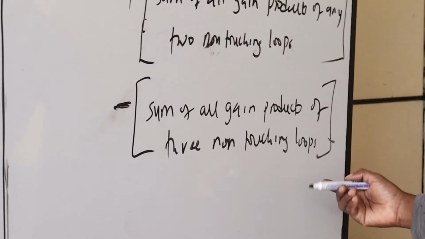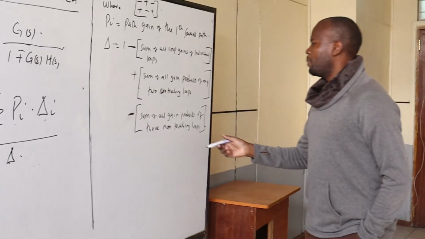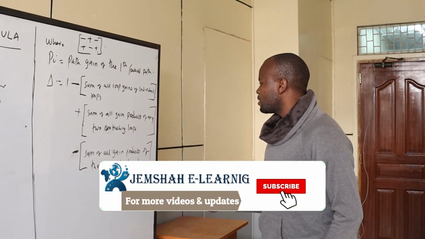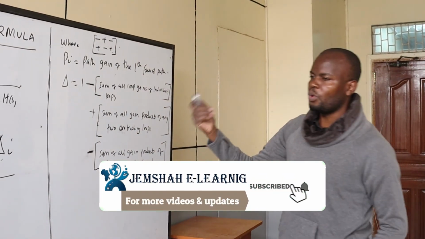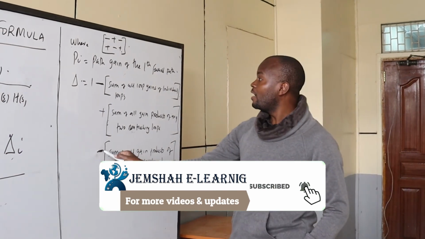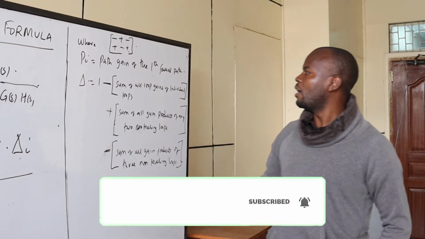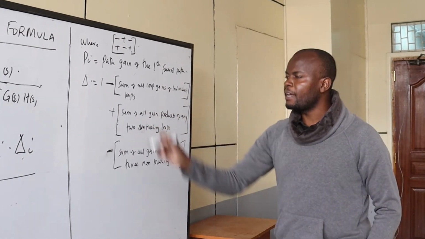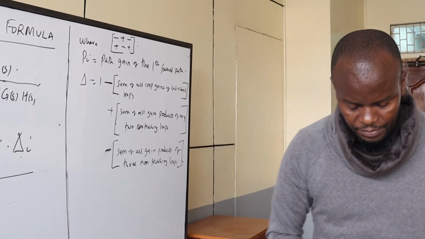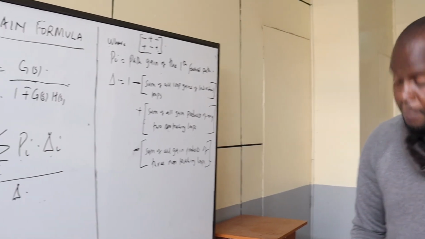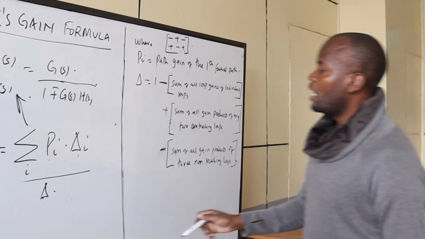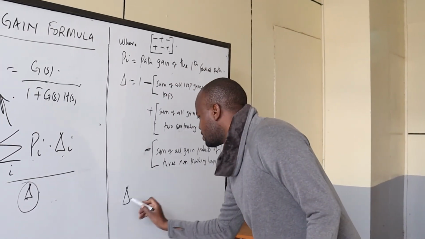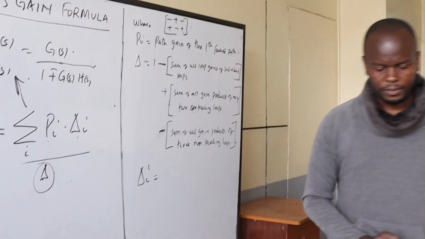The sum of all gain products of 4 non-touching loops is now going to be plus, minus the sum of all gain products of 5 non-touching loops, and so on and so forth. Where this particular formula ends is dependent on the signal flow graph that you are trying to solve. Therefore, that is the definition of that. Now we can go to the definition of delta I.